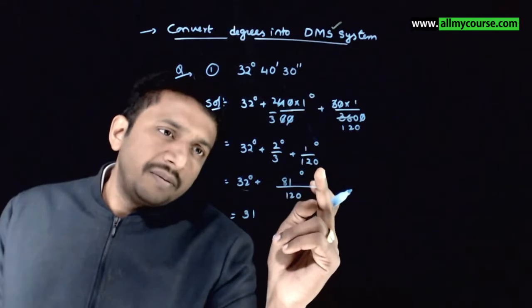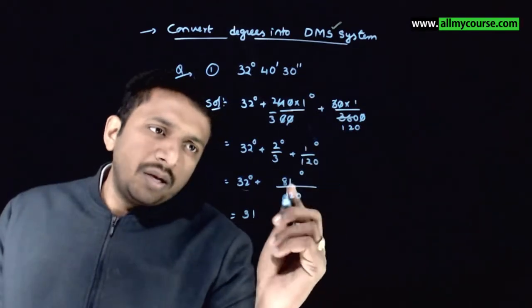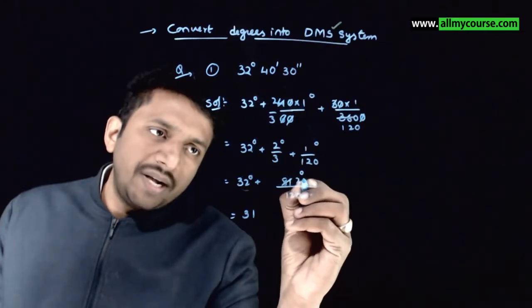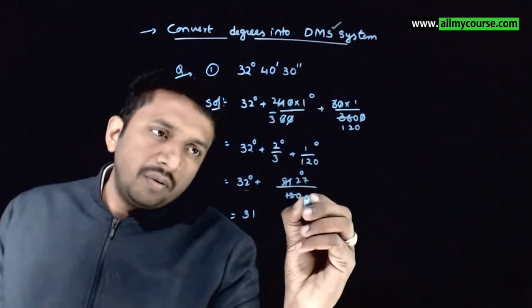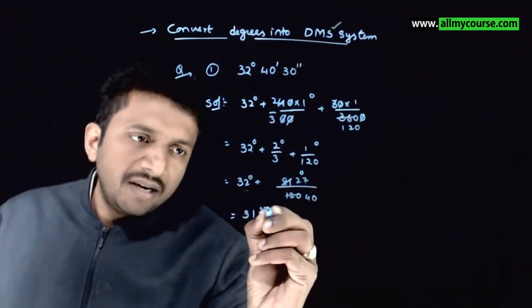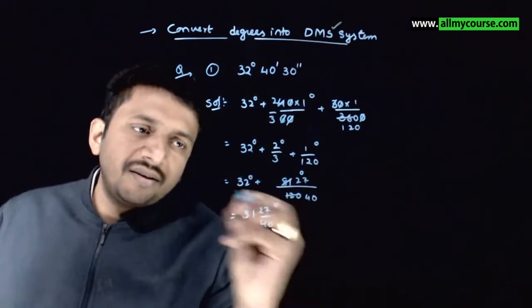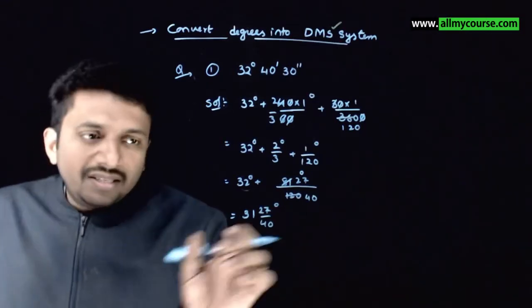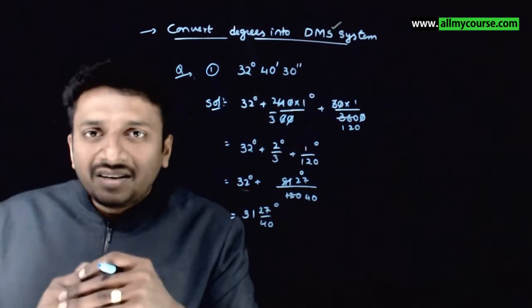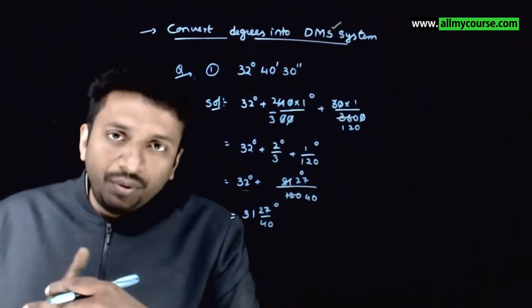So 81, you can cancel 3 out. So 3 27s are 81, and 3 40s are 120, so 27 out of 40. So 32 degrees and 27 by 40th of a degree. This can be expressed as a mixed fraction, or you can calculate the fraction and convert it into decimal form. You can also do that.